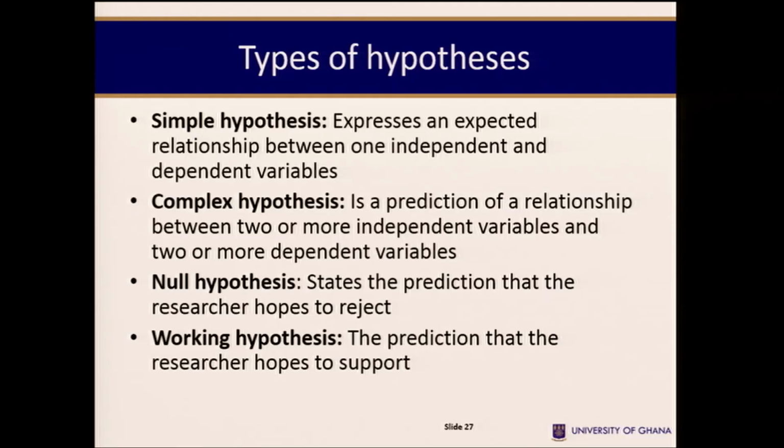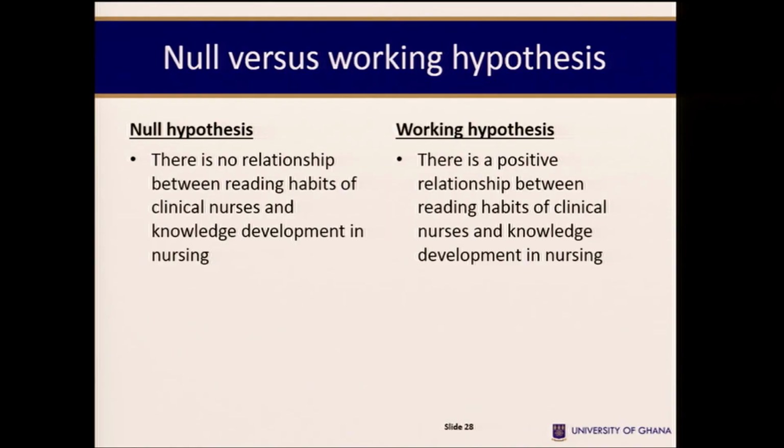Now, a complex hypothesis predicts a relationship between two or more independent variables and two or more dependent variables. Then we also have the null hypothesis, which states the prediction that the researcher hopes to reject. And I will give you an example of that soon. Then we also have the working hypothesis, which predicts what the researcher hopes to support.